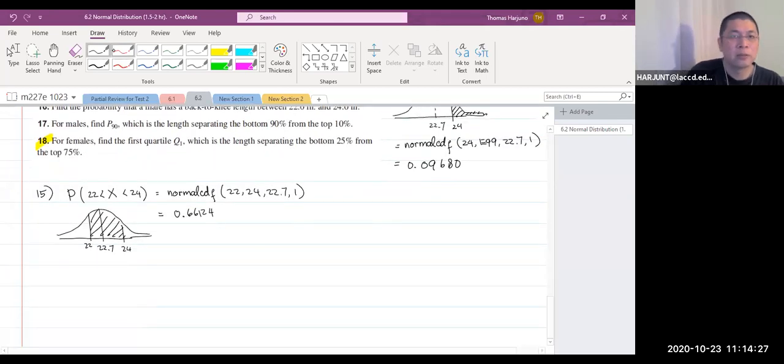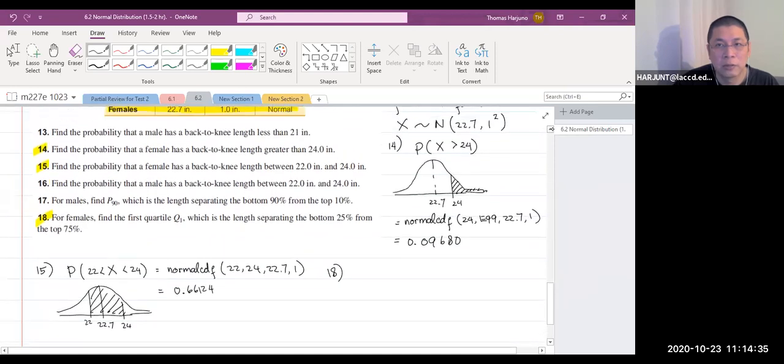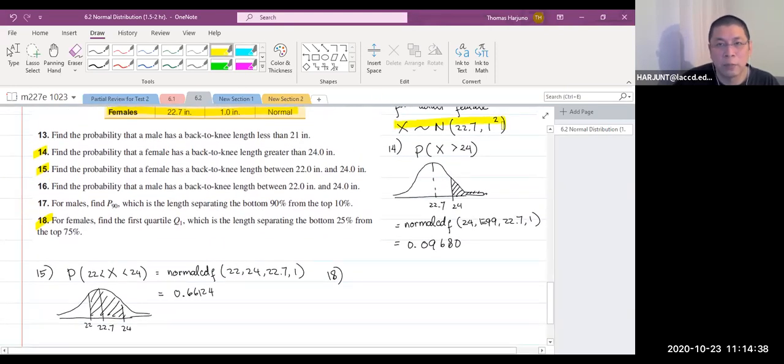Finally, number 18. Let me do it here. Number 18. So that I still have this information. I need that very much. Number 18, find the first quartile. The first quartile is the length, the X score that separates the bottom 25% from the top 75%. So we need the area to the left, the bottom, to be 25%.